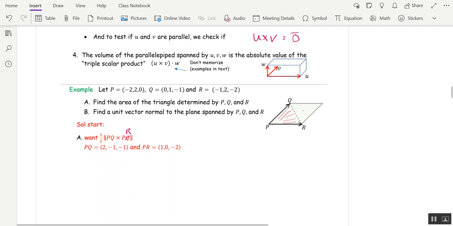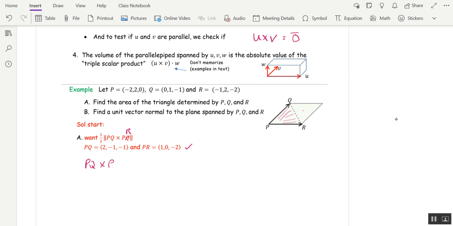So first I need PQ and PR. So remember the order. If you want PQ, you take the Q's and you subtract the P's. If you want PR, you take the R's and subtract the P's. So make sure you can verify these 2 vectors here. Now let's find their cross product.